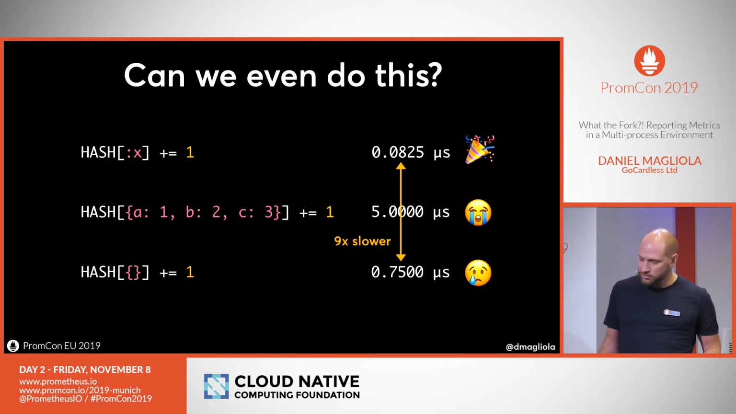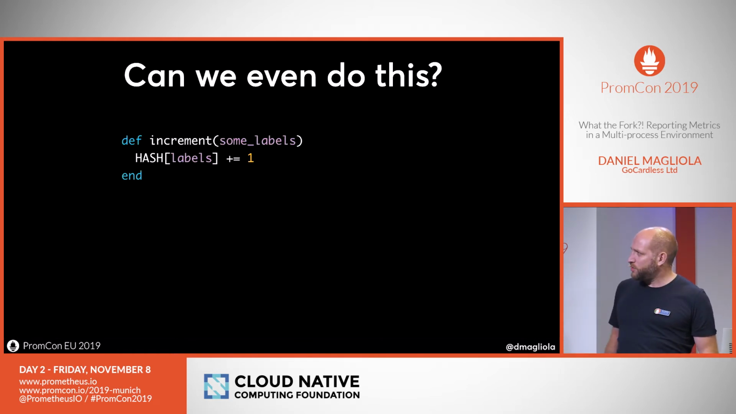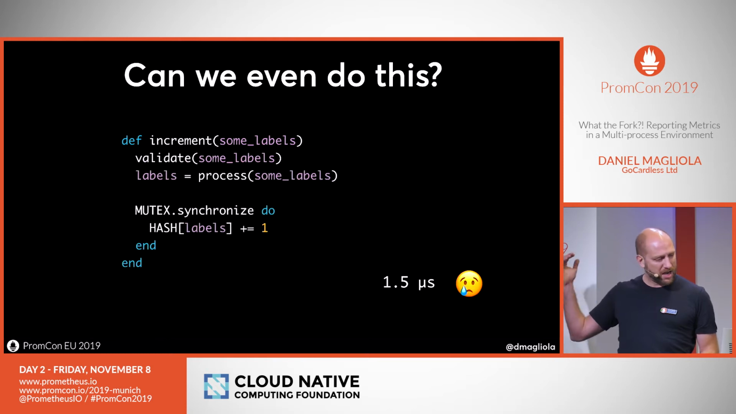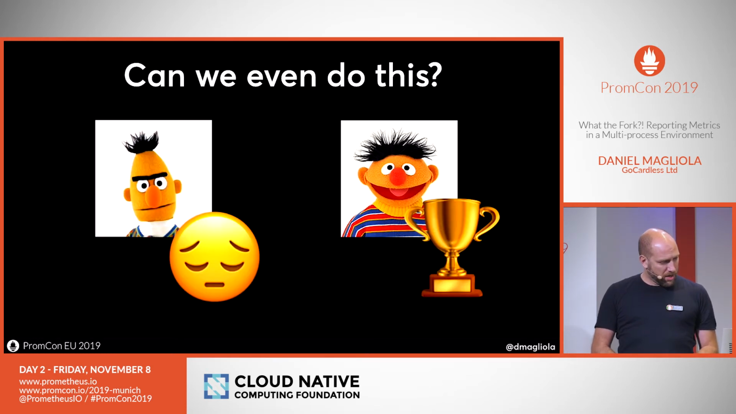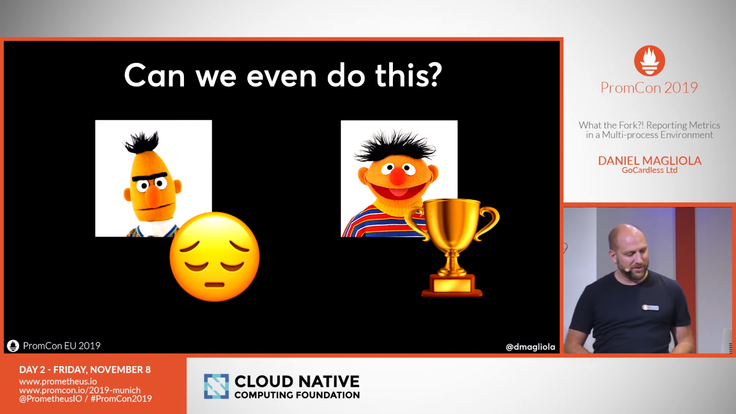So let's measure that. And it turns out we're still under a microsecond, which is awesome. But if you notice, this is pretty close now, right? And we're just incrementing a little hash. In real life, we need to validate these labels. We need to do some processing on them. And we're not even thread safe. You put a mutex around this thing, and now you're at a microsecond and a half, and you blew our target. So it turns out, in a particular situation, the second person in this conversation was right.